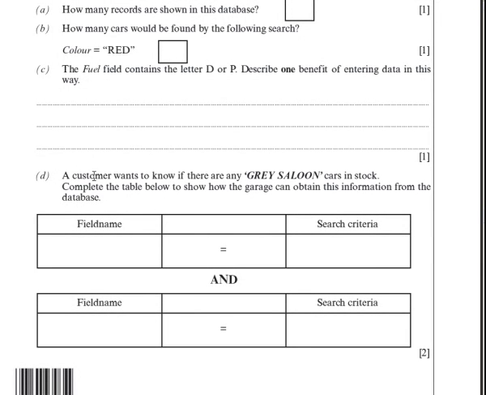Again, another very common question based around queries which comes up every year. A customer wants to know if there are any grey saloon cars in stock. Complete the table below to show how the garage can obtain this information from the database. So in this box, it wants us to write in the field name, and in this one, it wants us to write in exactly what we need to search for in order to find them. So we're looking for grey saloon cars.